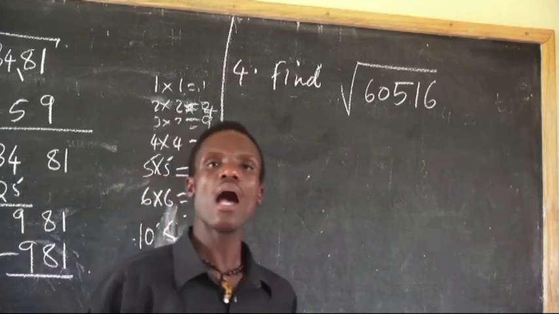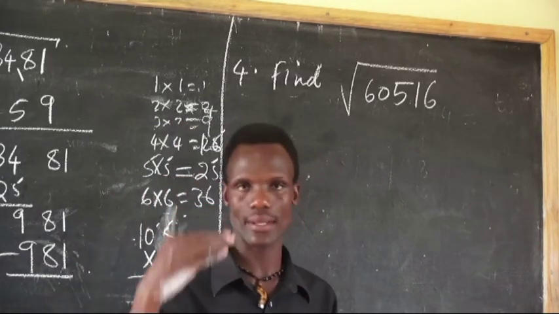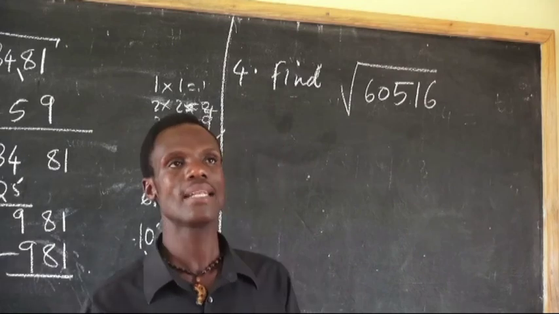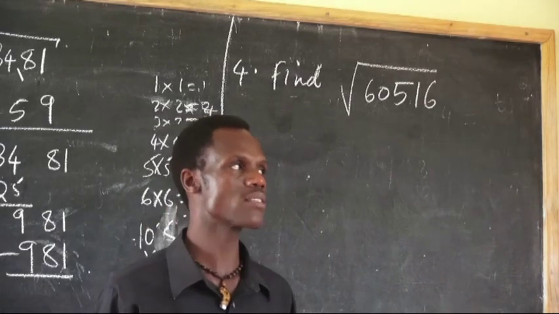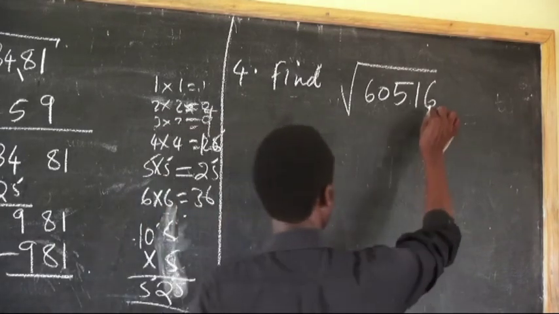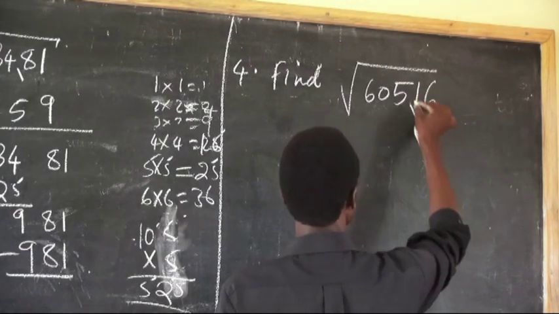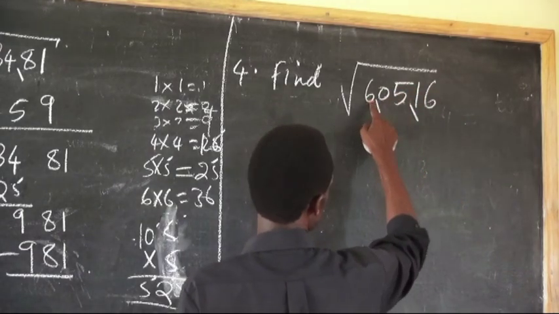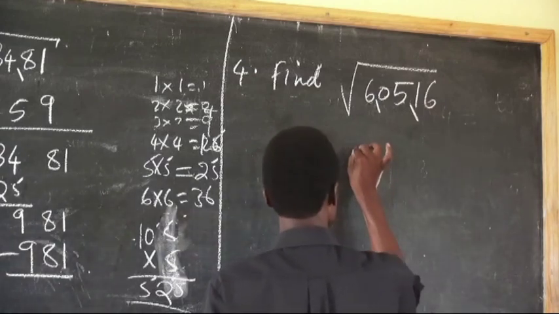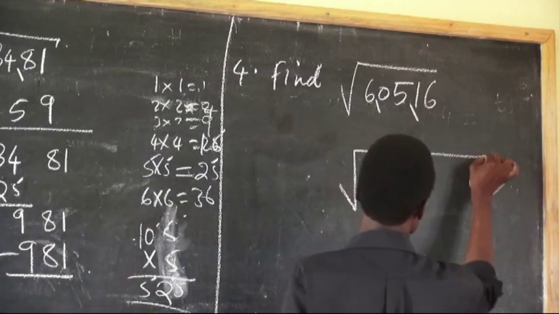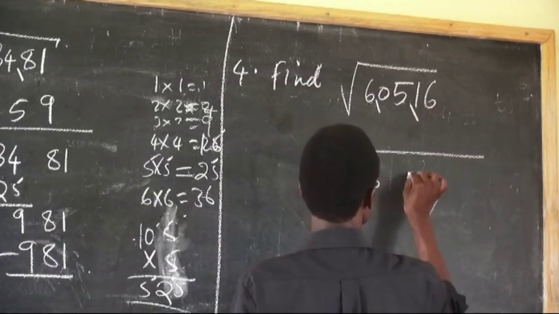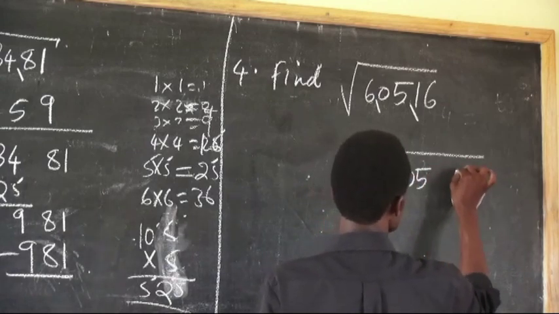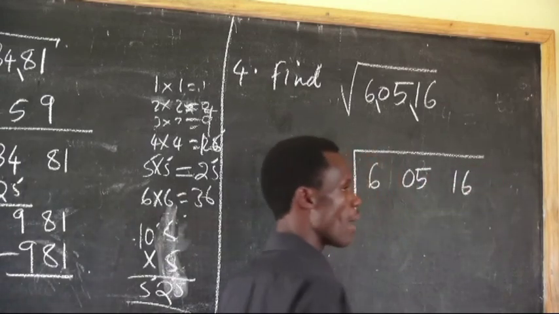Now, as I said earlier, we must separate the number from the right-hand side going to the left-hand side in pairs. Now, 1, 2, then 1, 2. So we have then 1. We have 3 groups here. Now let us see how we can solve this one. Now we have 6, we have 05, and we have 16. So this is the group of numbers.